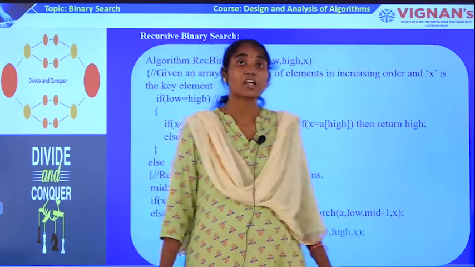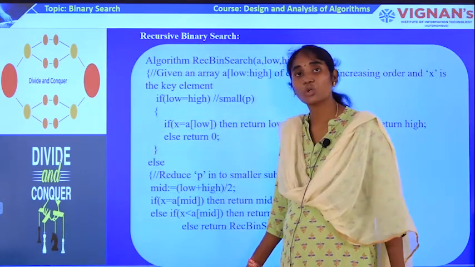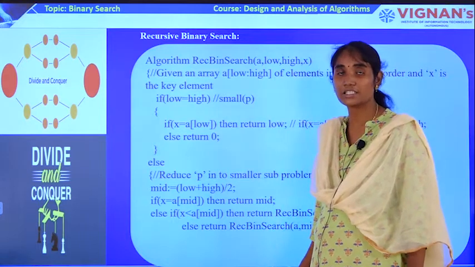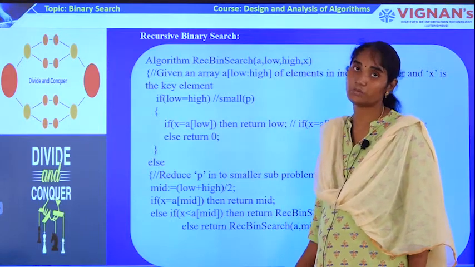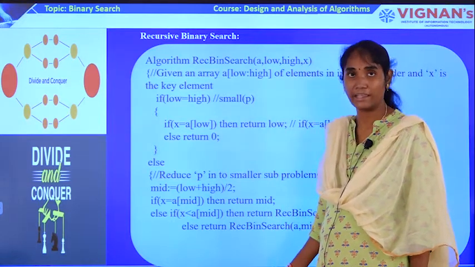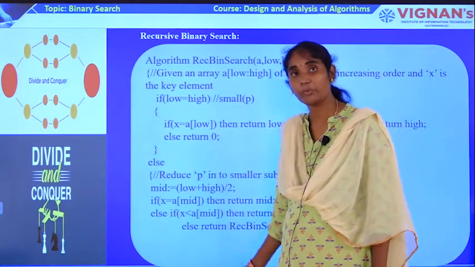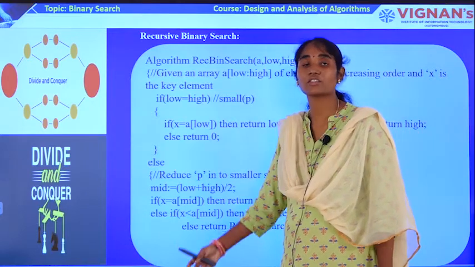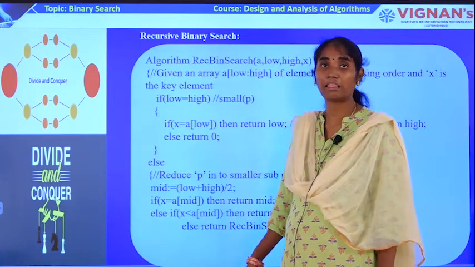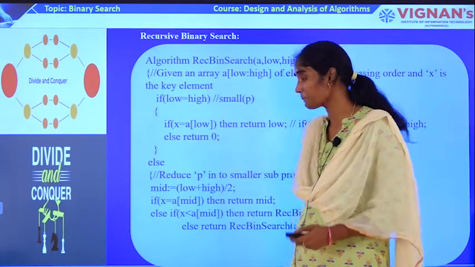Now else. Else means here I have to call this recursive binary search procedure with a, mid plus 1, high, x, because here I need to take care of the right sublist. So the low has to be changed to mid plus 1 and the high remains the same.